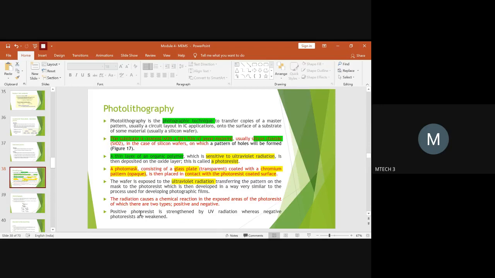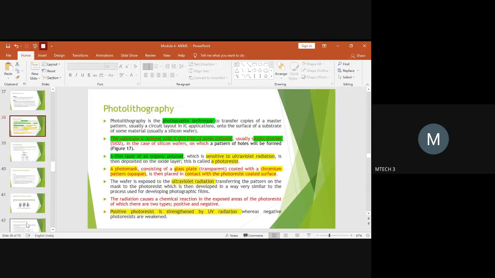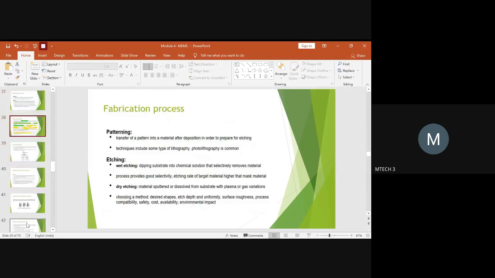And always one thing you remember, the positive photoresist is strengthened by the UV radiation. So when you apply UV radiations, this photoresist will be strengthened. Whereas when you apply UV radiation to negative photoresist, it gets weakened. So these are the two differences you have to know. So this is just about the photolithography. So photolithography we use only to develop the pattern.